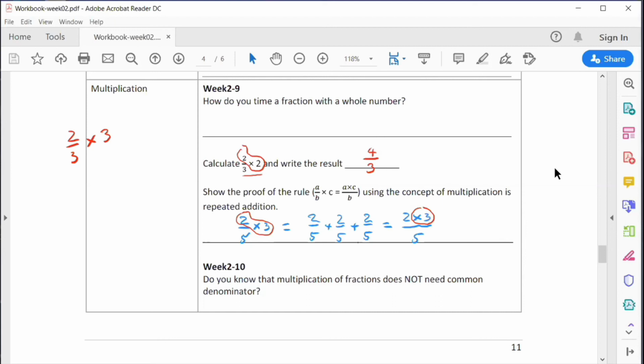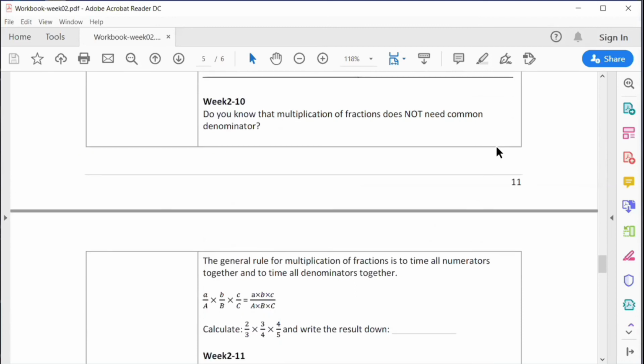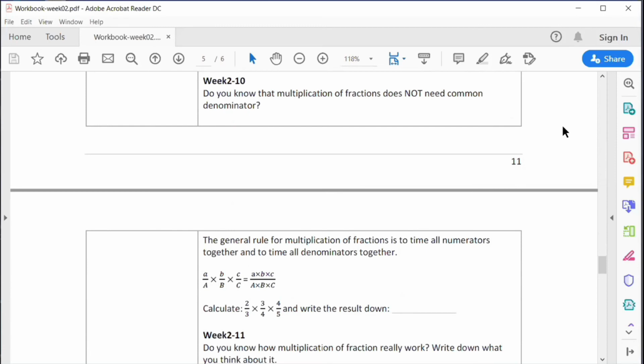All right. Now, the next bit is question 10. Do you know that the multiplication of fractions does not need a common denominator? I suppose by now everybody will just say yes, right? You don't need it. You just times it, right? All right, now let's move on. Question number 10 continues, so let's have a look.